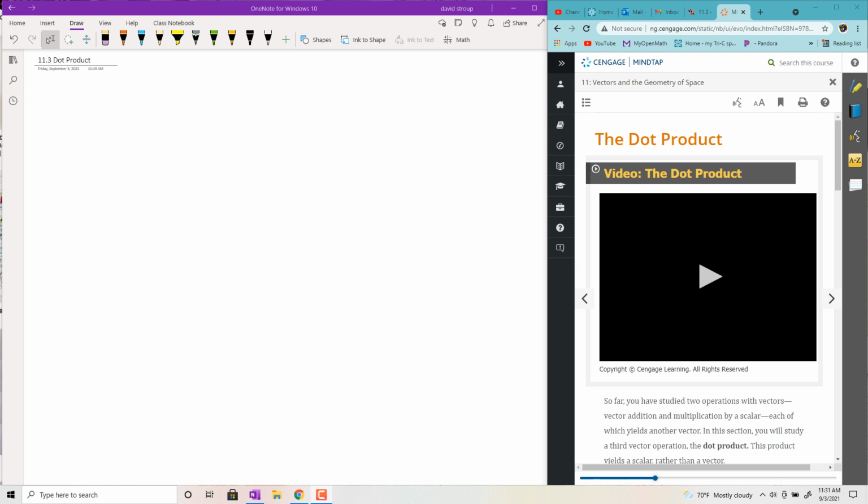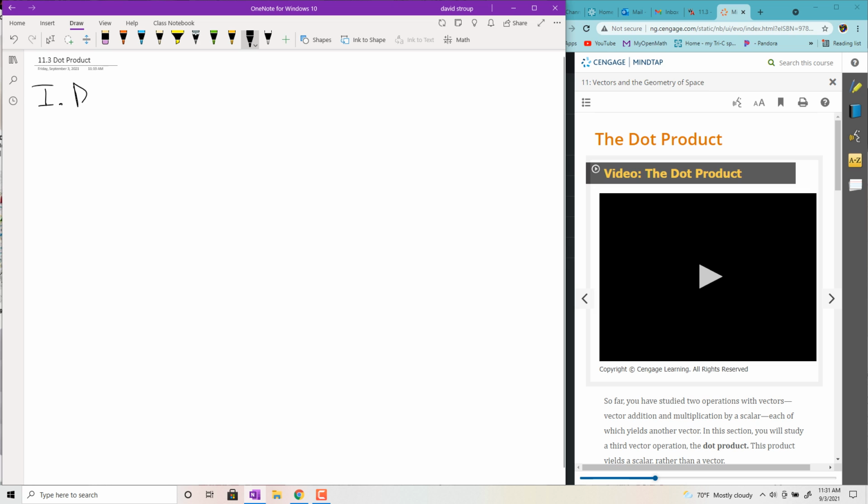Hey, welcome back. This is 11.3 on the dot product. So this is a first kind of attempt at multiplication of vectors. We're going to have two different kinds of products, the dot product and then the cross product. The big difference is that the dot product is a scalar.